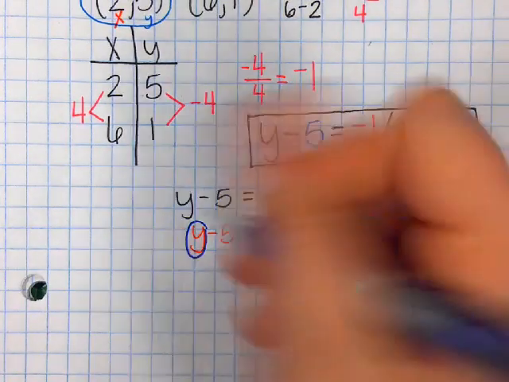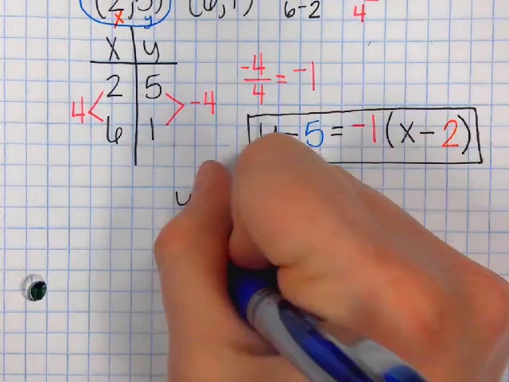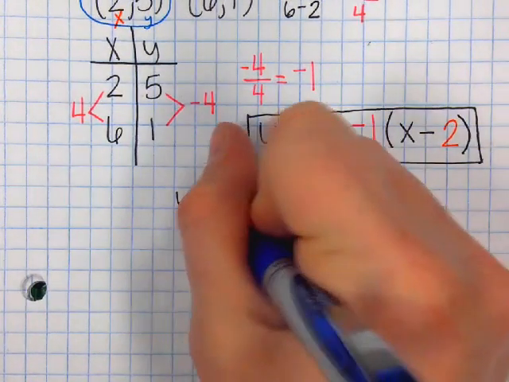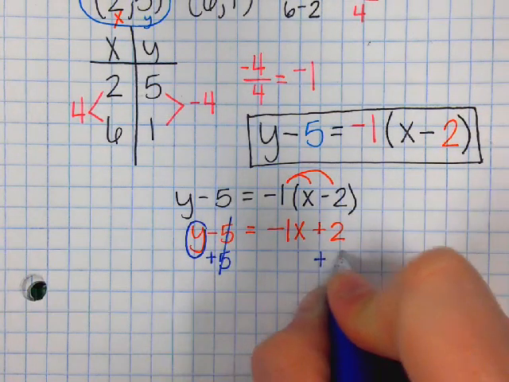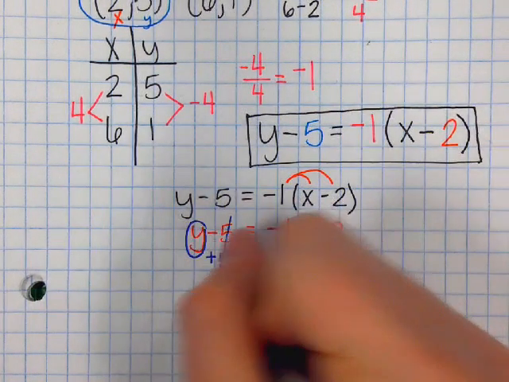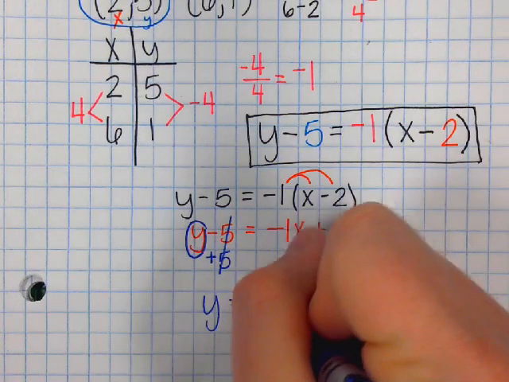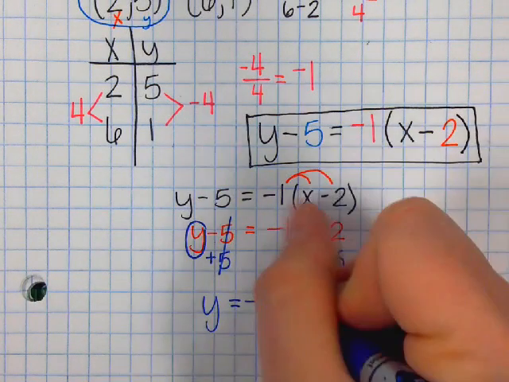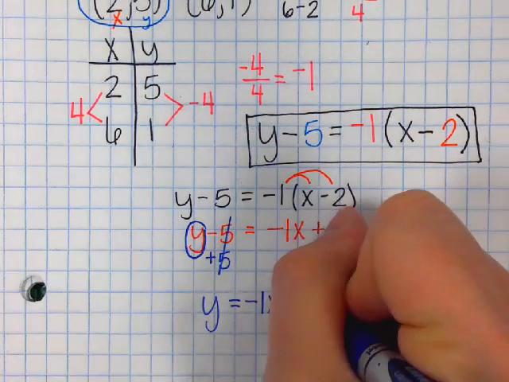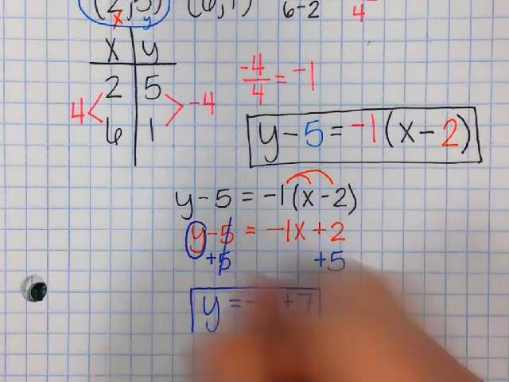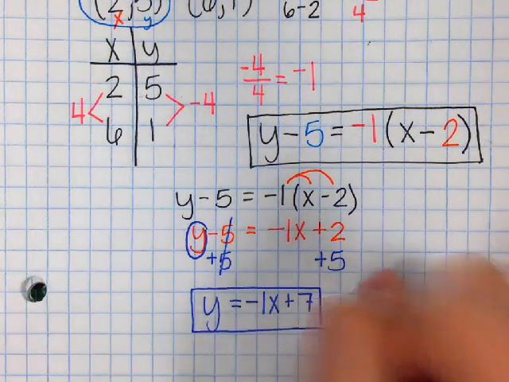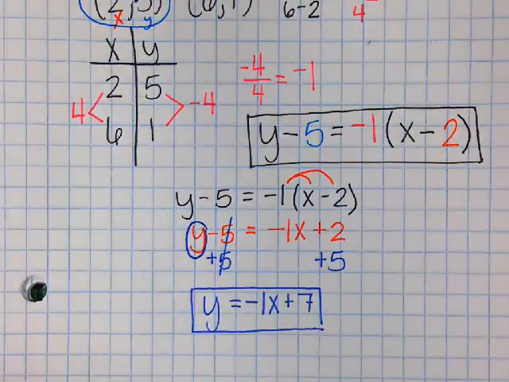I need to get y by itself because that's how our equations have always been set up. So the opposite of subtract 5 is add 5. And you can't add 5 here. You have to add 5 to the end. So then it would be y equals negative 1x. 2 plus 5 is 7. So that would be my equation.